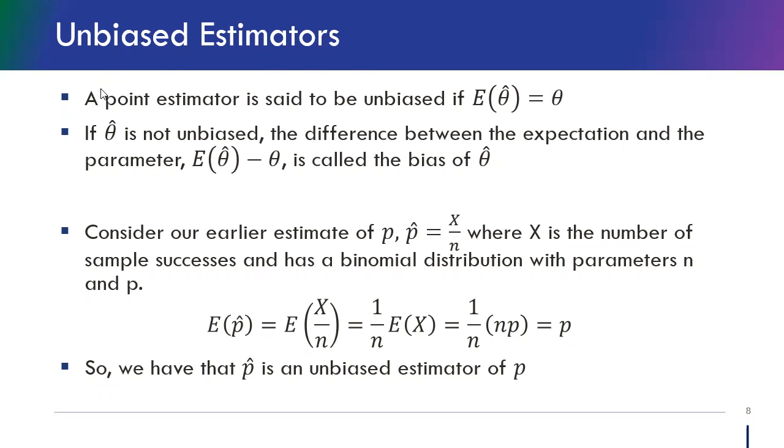So we would call an estimator an unbiased estimator if its expectation, the expectation of this estimator, equals the true parameter. This is an important concept. What do we mean by unbiased? If we take the expectation of the estimator, we get back the true parameter value. If theta hat is not unbiased, the difference between the expectation and the parameter is called the bias of theta hat.